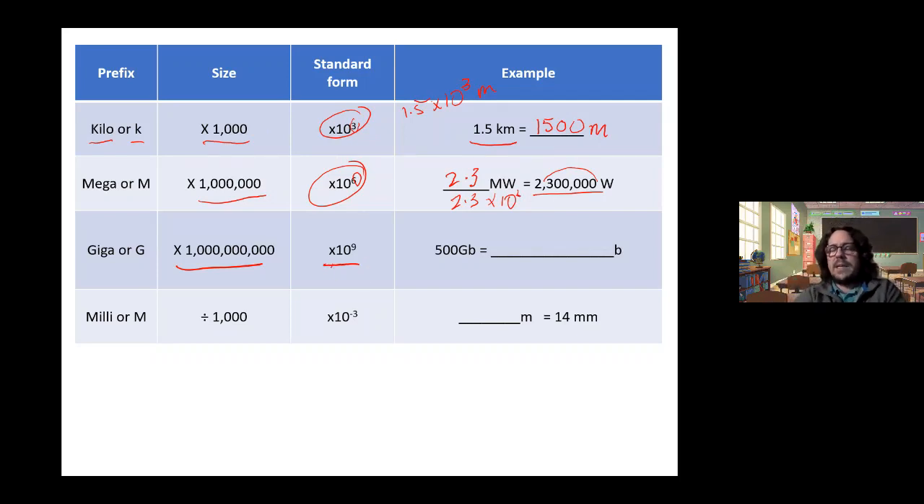What's that in bytes? Oh, that's a lot of zeros, that is. And this is, again, what physicists don't like to do. So we've got 500, and then we've got another 9 zeros. 1, 2, 3, 4, 5, 6, 7, 8, 9. So that's how many bytes of data that would be. And again, that is a very annoying way to write something. Far easier to write it in standard form.